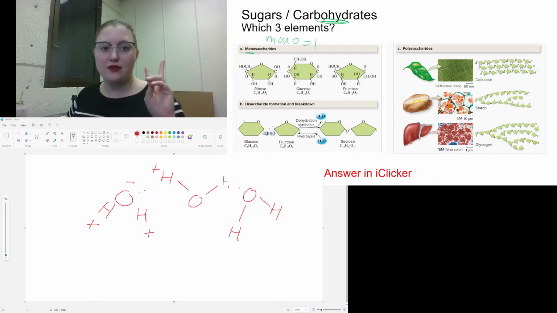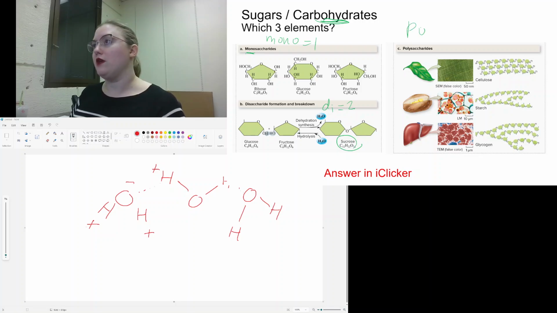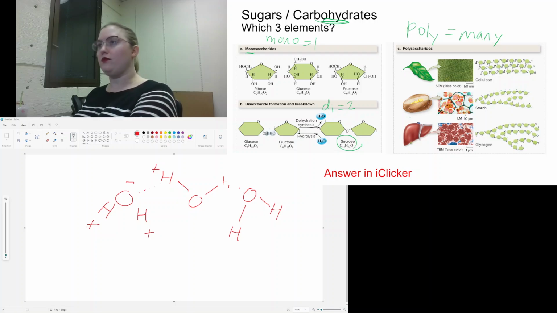Now, disaccharides, di means 2, right? So di means 2, that is 2 rings stuck together. Glucose and fructose stick together, we get sucrose. Sucrose has 2 rings, it's a disaccharide. Polysaccharides over here are long chains. Poly means many, so this is many rings stuck together. Sugar, sugar, sugar, sugar, sugar, sugar, sugar, all the way down. Polysaccharide. Okay. So which 3 elements are making up these rings? You can take a look at this slide, think about it, answer in iClicker.